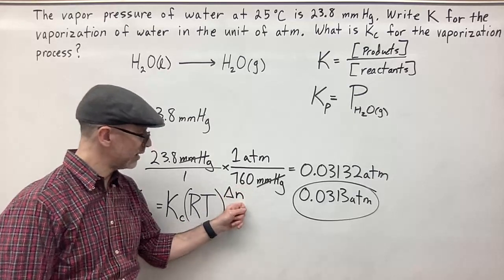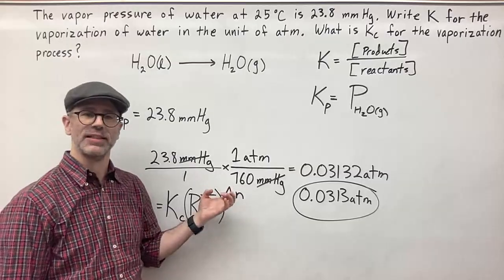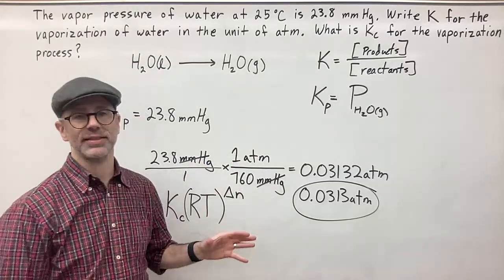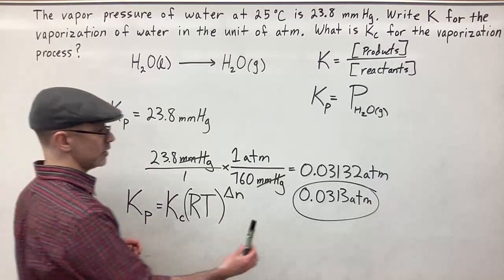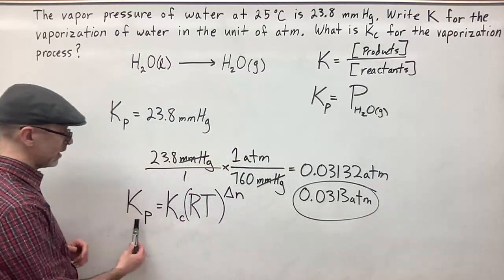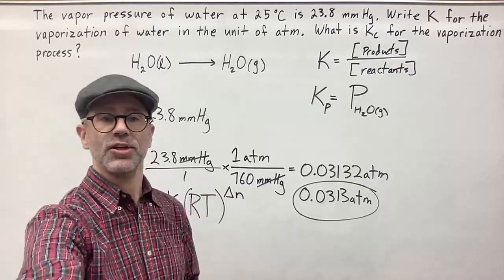So that delta N is the total number of moles of products in the gas phase minus the total number of moles of reactants in the gas phase. And so we can use this to help us convert our Kp to Kc by rearranging the equation and solving. So we'll get into that.